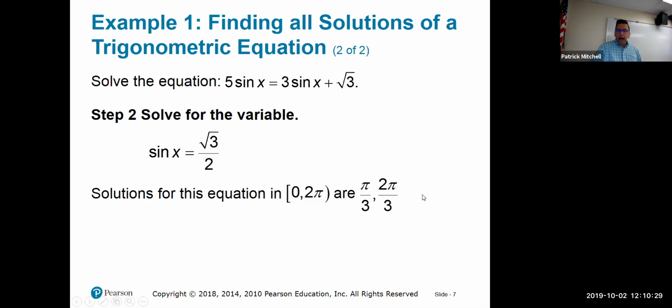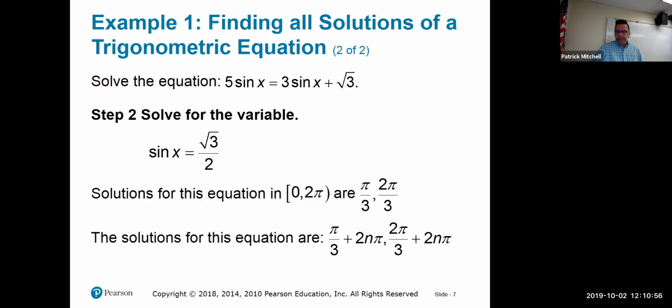But since this problem says solve the equation, and does not just say find solutions between 0 and 2 pi, we need all the solutions. This equation is going to have an infinite number of solutions because it also includes anything that is coterminal with either pi over 3 or 2 pi over 3. So the way that you write that is pi over 3 plus 2n pi.